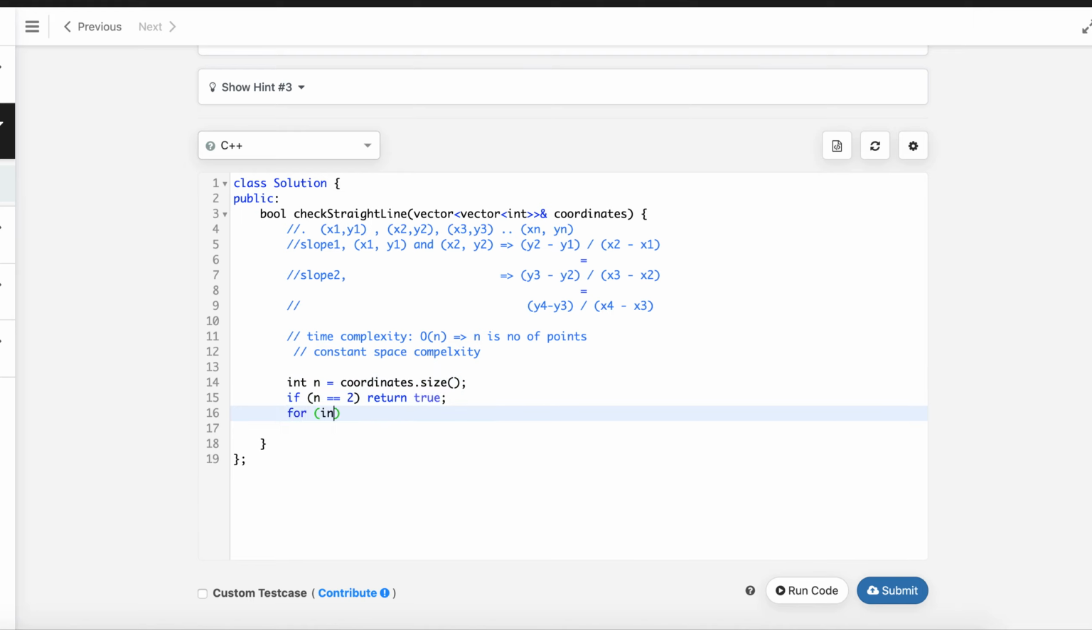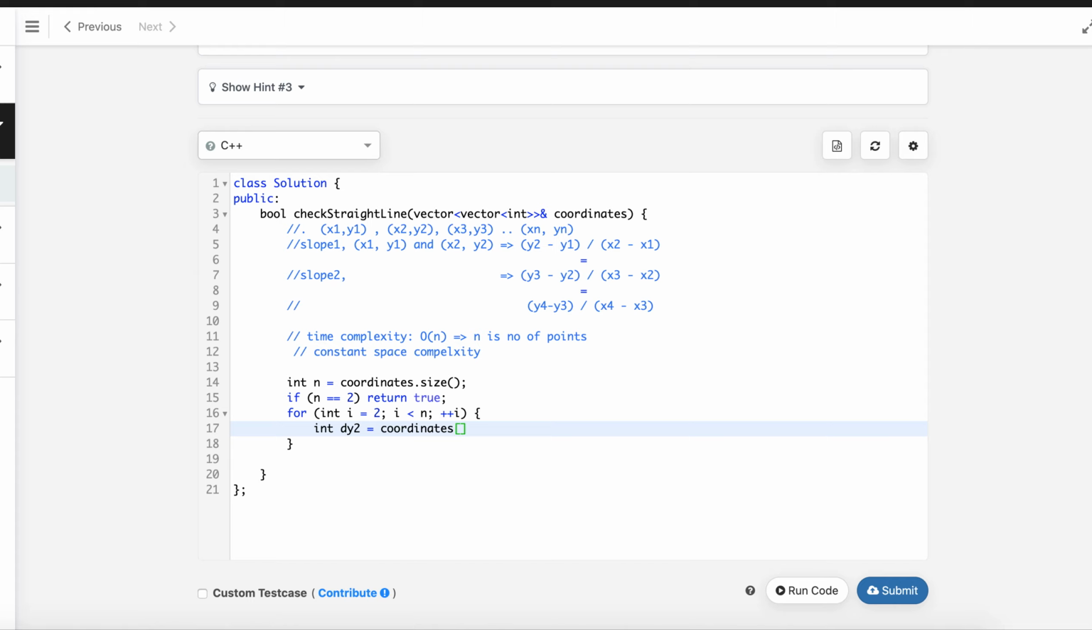Now we can start looping, starting from 2 less than n, where we will check three points together. So let's say this calculation, y3 minus y2, is the change in y, so dy, and this is the second one. So dy2 will be equal to the current y.